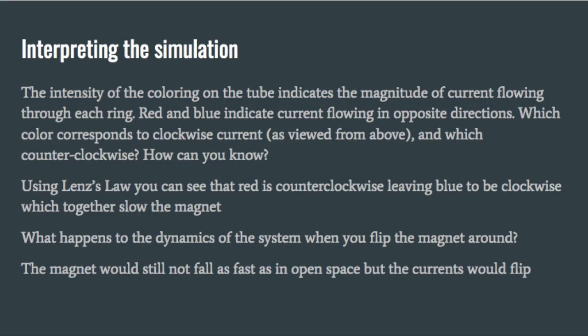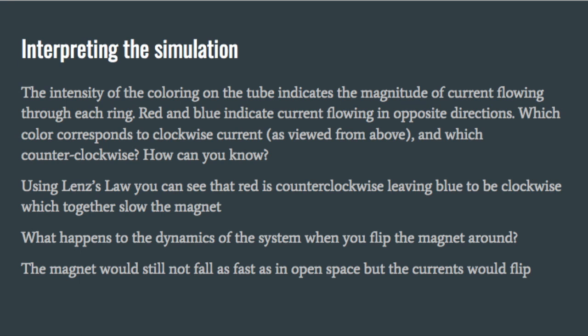Now we are going to interpret the simulation. The intensity of the coloring on the tube indicates the magnitude of current flowing through each ring. Red and blue indicate current flowing in opposite directions. Which color corresponds to clockwise current and which counterclockwise, and how can you know? So I used Lenz's law, and using this law you can see that red is counterclockwise, leaving blue to be clockwise, which together work to slow down the magnet.